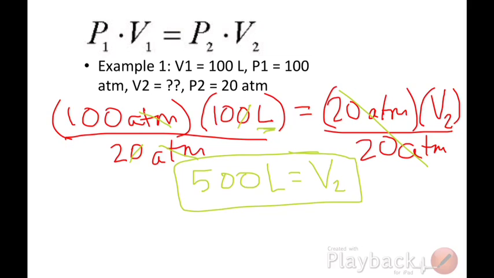There we go. And then we just might want to double check to make sure that our change happened in the correct direction. So let's look at our two pressures. Pressure 1 was 100 and pressure 2 was 20. So that means that pressure went down. And because this is an inverse relationship, that means that volume should have gone up. If we look at volume 1, it was 100 and our volume 2 is 500. So it did go up. So we know that we are doing the right thing. Great.